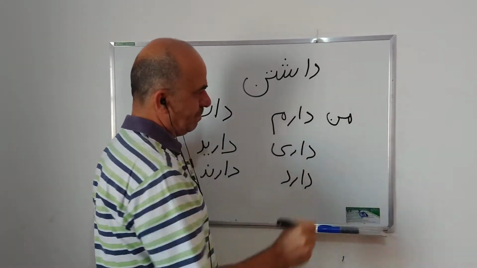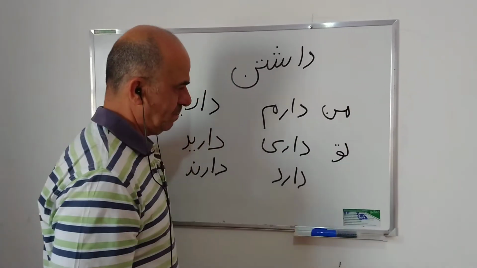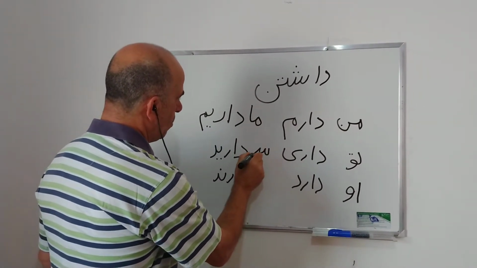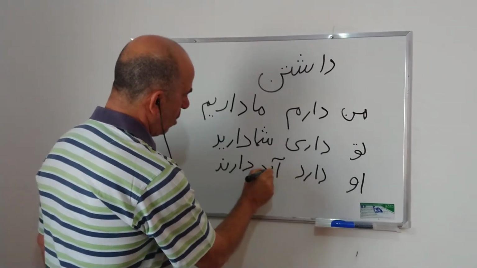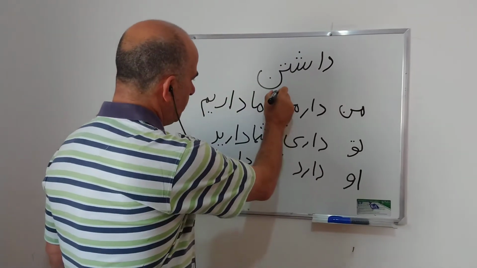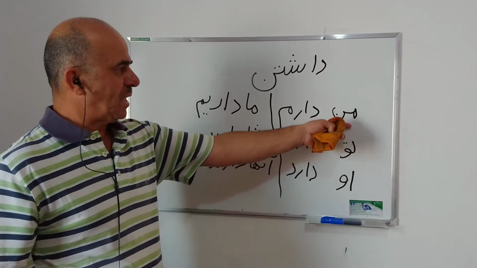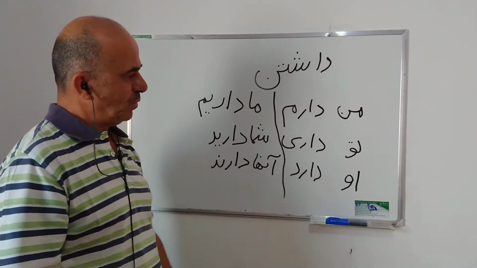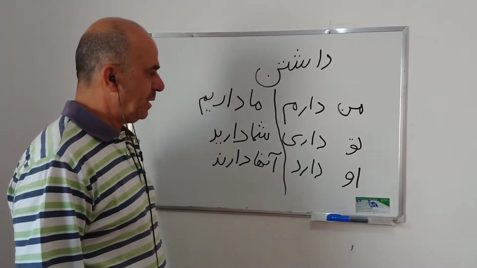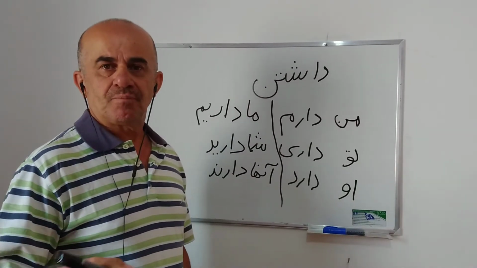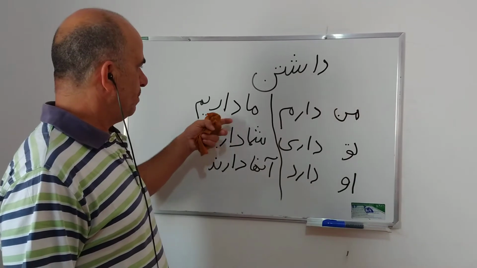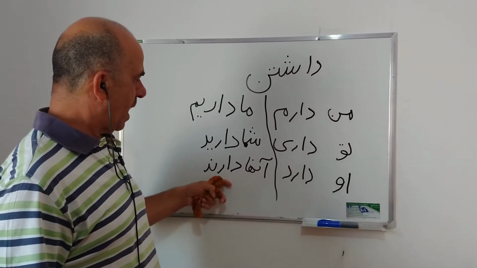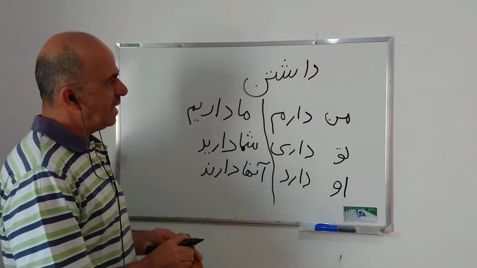I can say من دارم, I have. تو داری. او دارد. ما داریم. شما دارید. آنها دارند. But to be honest, it's not necessary because دارم is always I have, داری is always تو داری, او دارد. Okay, او can be کاوه, کیوان, حسین, جان, میترا. ما داریم, we have. شما دارید, you have plural. آنها دارند, they have. This is the present.